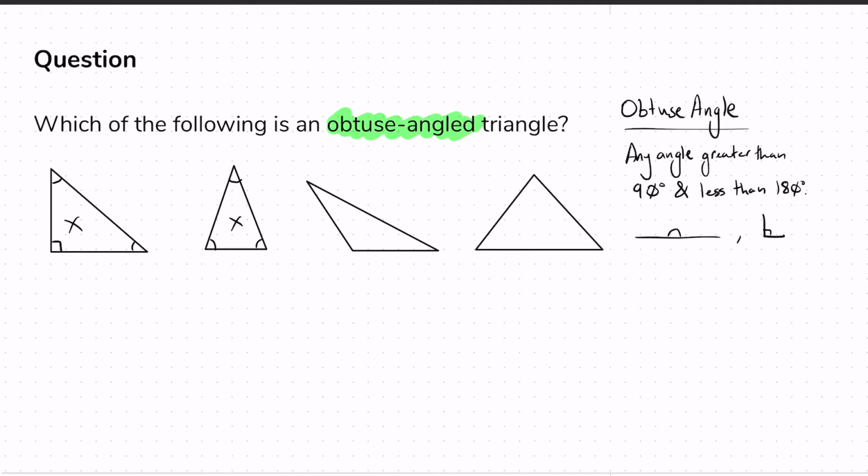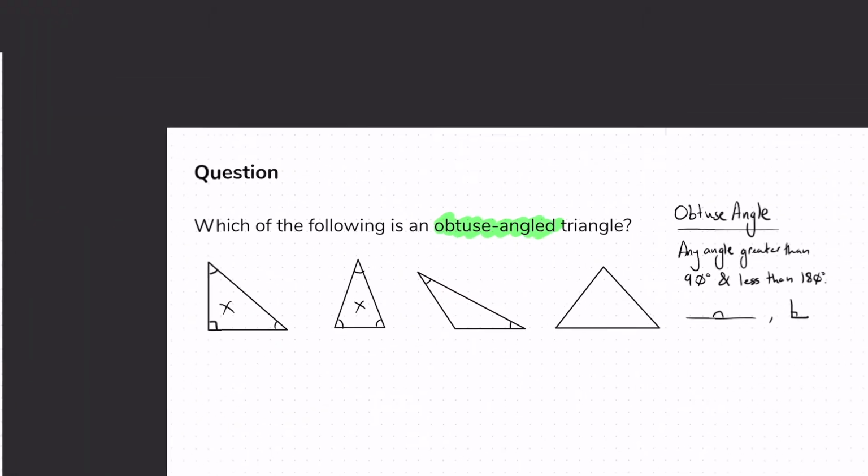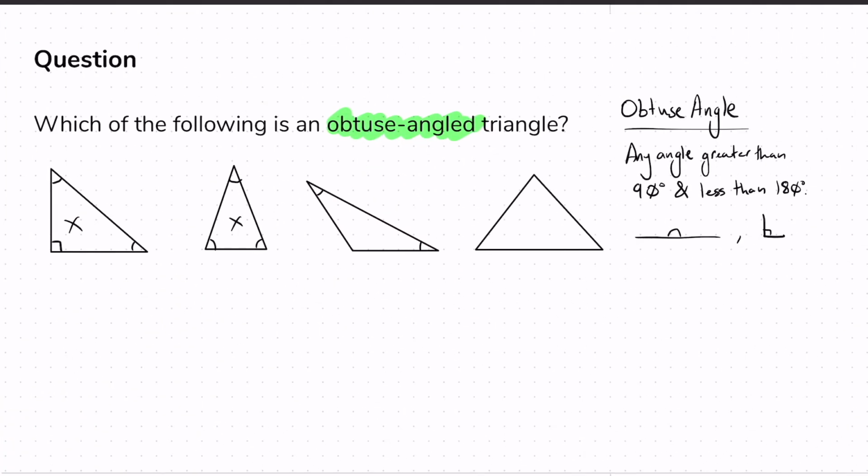This third one, less than, but this here, right, we can see, zoom in a little bit, this is where 90 degrees would go. And we've got a little bit more in there. So therefore, let's get rid of those dots. Therefore, this angle here is an obtuse angle. So this is an obtuse angled triangle.